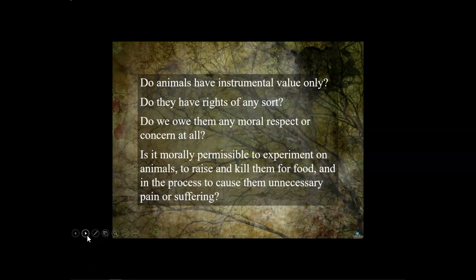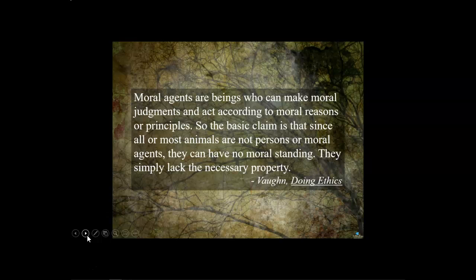Is it morally permissible to experiment on animals, to raise and kill them for food, and in the process to cause them unnecessary pain or suffering? I don't think any of my students that I've ever had has said it'd be okay to cause them unnecessary pain or suffering. This is from Vaughan. He produces books for ethics courses, and he says, moral agents are beings who can make moral judgments and act according to moral reasons or principles. So the basic claim is that since all or most animals are not persons or moral agents, they can have no moral standing. Roger Scruton was one of the people that you read who made that claim. They simply lack the necessary property to have that.